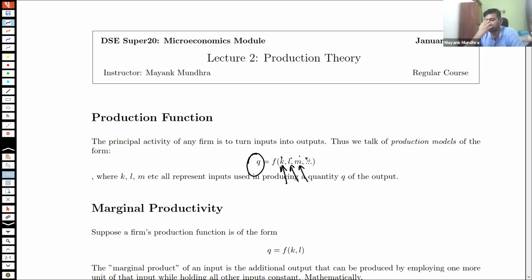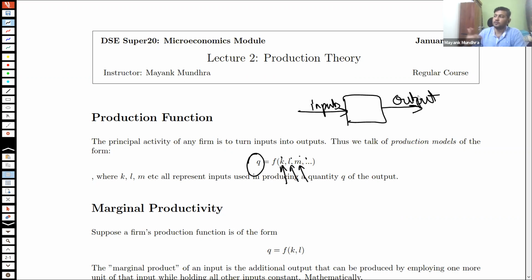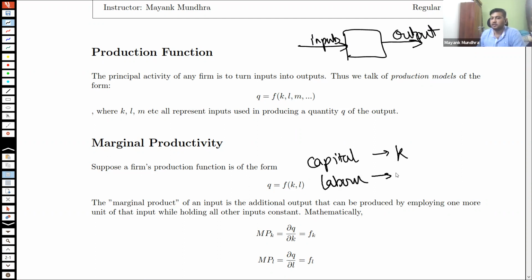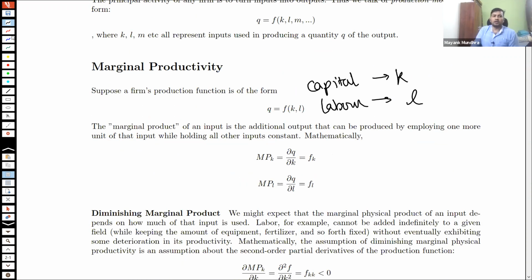So any production happens, what does production do? What does any factory do? A factory is basically a place which takes some inputs and at some cost converts them into some output, which are then sold into the market. That is essentially the work of a factory. So this is a production function. In general, we'll just assume two inputs. The inputs are going to be capital, represented by K, and labor, represented by M.